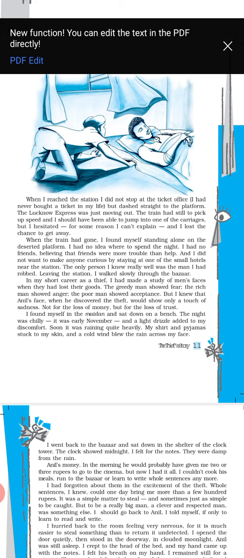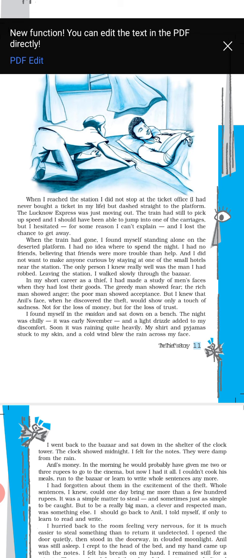The train had still to pick up speed, and I should have been able to jump into one of the carriages, but I hesitated. For some reason I can't explain, and I lost the chance to get away. So what happened? When Hari Singh entered the station, the train had already begun, but it did not pick up speed. He could have easily jumped into one of the compartments, into one of the carriages, but something tried to hold him back. He hesitated. He was not sure. For some reason, I can't explain.